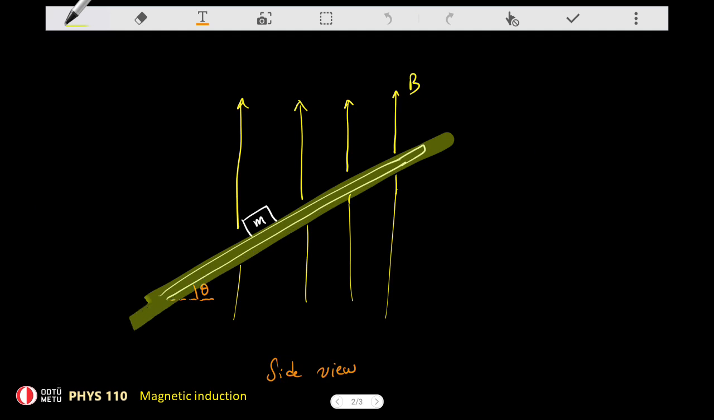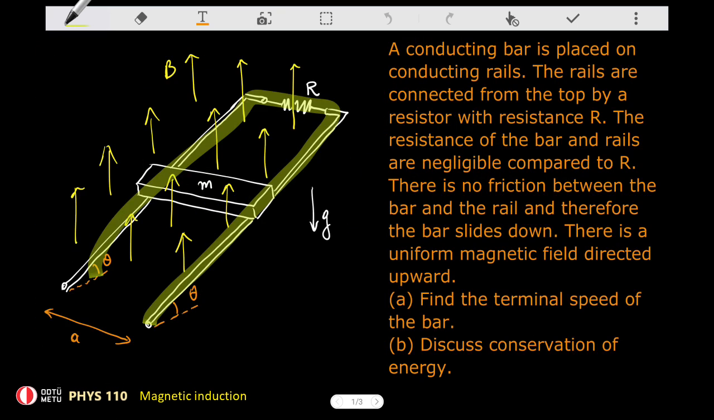There are two rails in here. They form an incline, and you just place a bar on top of them, and the bar can now slide down. That's essentially an incline problem, but of course there's an additional magnetic field in here which makes the problem a little bit different than the typical incline problems that we have seen before, right?